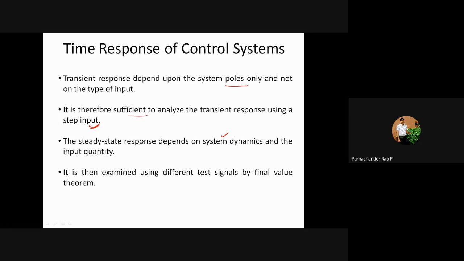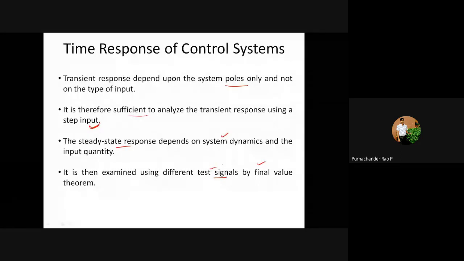But the steady state response depends on the system dynamics, the system characteristics, and the input quantity. So it is examined using different test signals. To understand the steady state response, we need different test signals. We can use the final value theorem to estimate the final steady state value of a particular system.